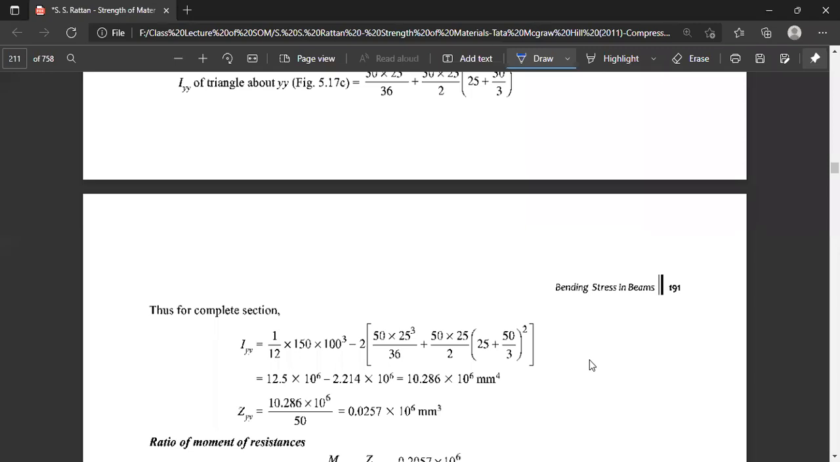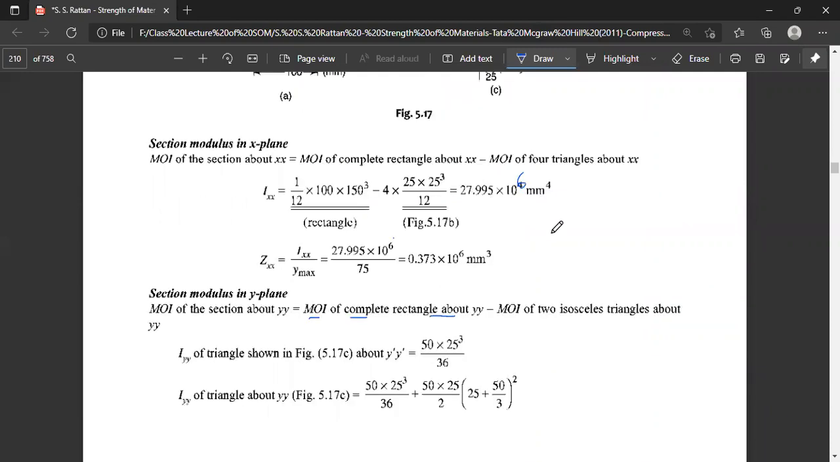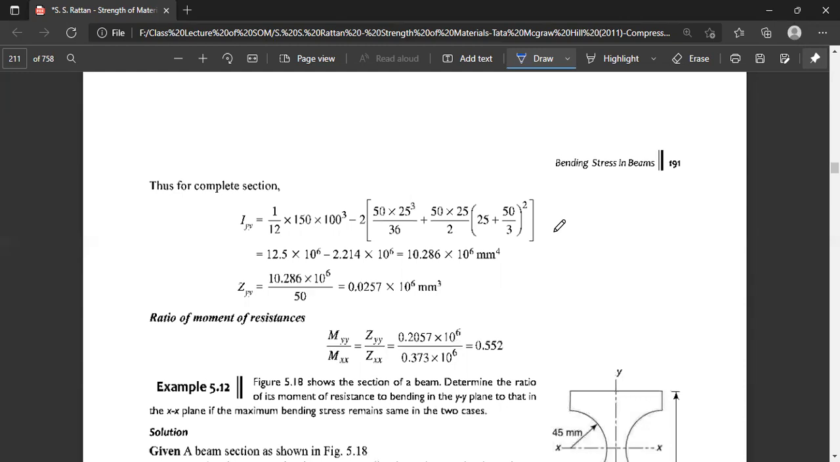divided by 3, which we have to put here. We have just calculated the moment of inertia about the y axis. After simplification, Iyx becomes 10 into 10 to the power 10.286 into 10 to the power 6. So Zx, the section modulus about xx, or the ratio of the moment of inertia to the maximum distance, is given by the moment of inertia divided by the maximum distance of the extreme fiber, that is 50. So if you take the ratio, it will be like this.